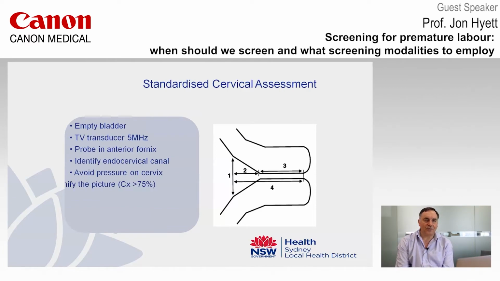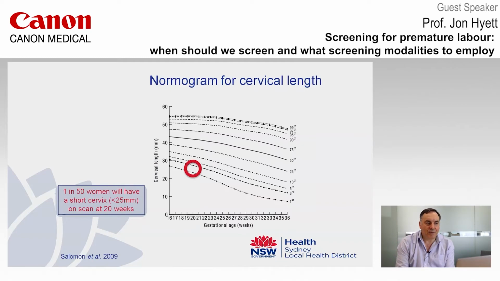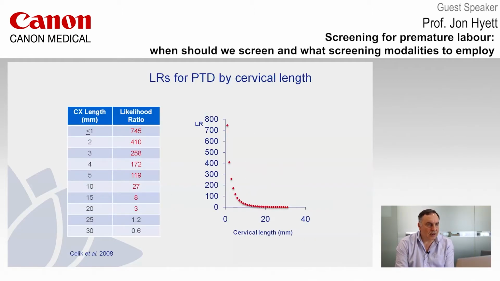So, like everything that we've done a lot of research on at the Fetal Medicine Foundation, we have a standardized method of assessing the cervix. It's important that we measure things in a standardized way. We have good normograms. This is produced by Laurent Salomon and his group in Paris. We know that about 2% of women will have a cervix less than 25 millimeters at 20 weeks. And we know from this data, again from the Nicolaides group, that the shorter your cervix is, the higher your risk of preterm delivery. And in this data set, you can see that the likelihood ratio starts to increase above 1 once your cervix is less than about 25 millimeters in length.